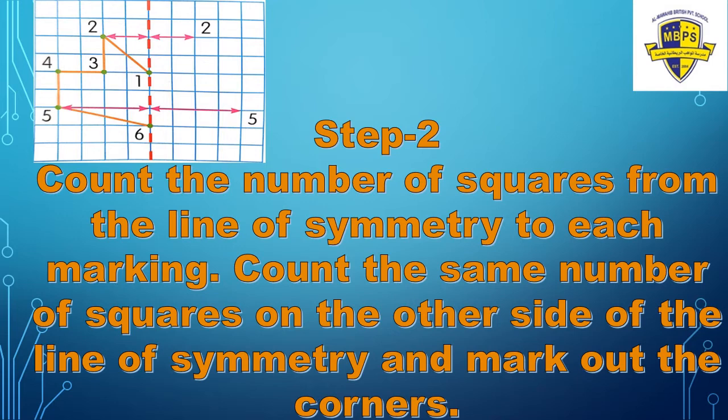So this is how we follow step 2. We have to count the number of squares from the line of symmetry to each marking, and then we count the same number of squares on the other side of the line of symmetry, and we mark the corners.